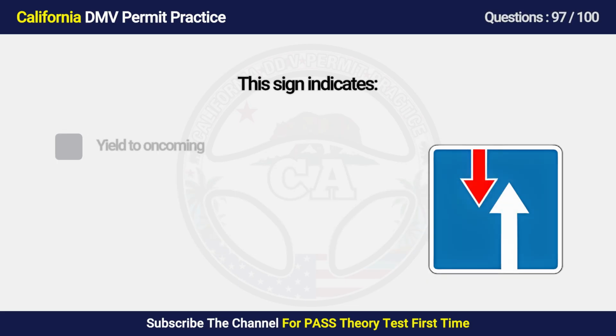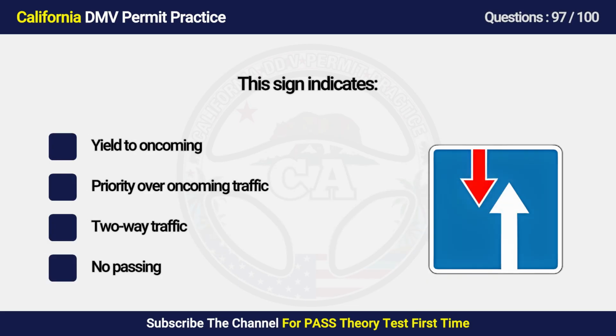Question 97. This sign indicates A. Yield to oncoming. B. Priority over oncoming traffic. C. Two-way traffic. D. No passing.